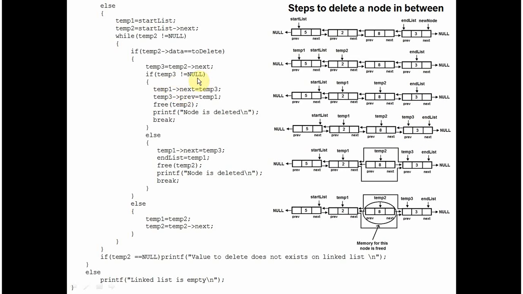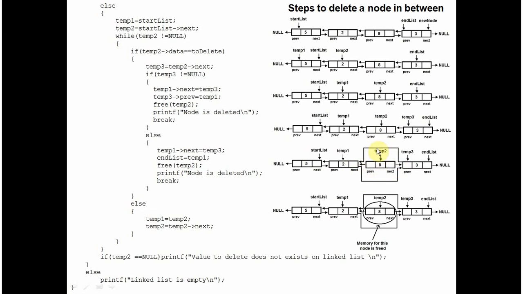Is temp3 not equal to null? No. Why are you checking this? Because it might happen that the user might be deleting the last node. You will be checking that condition also. So if temp3 is not equal to null, the next member of temp1 is set to point at temp3. Temp1 is here. The next member of temp1 was pointing at this 8, but now you want to delete this. So the next member of temp1 is set to point at temp3.